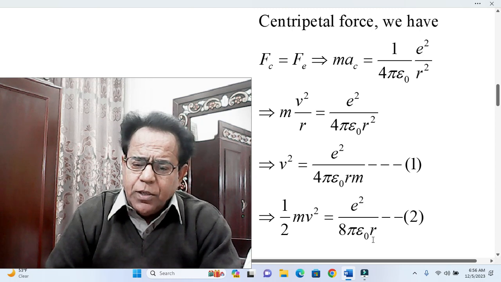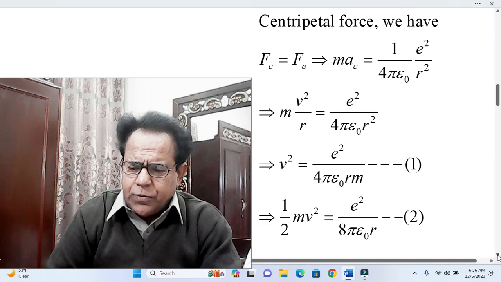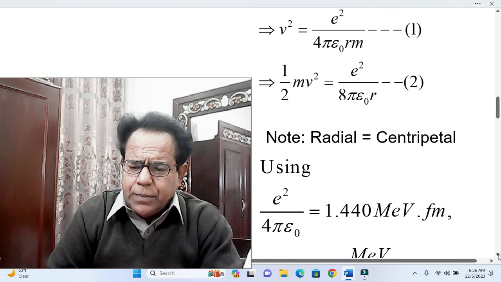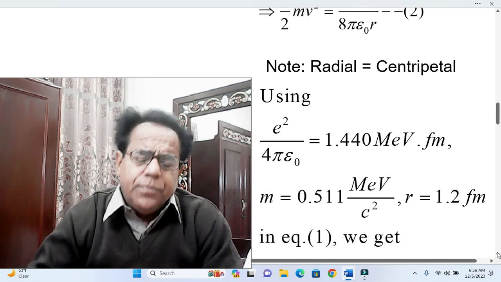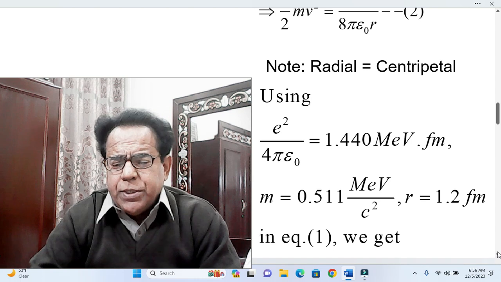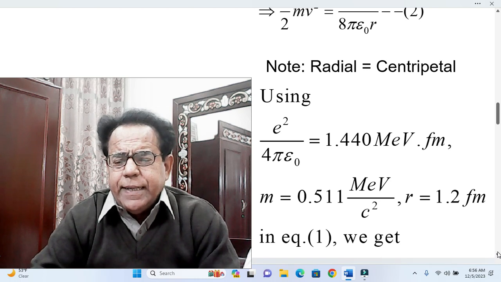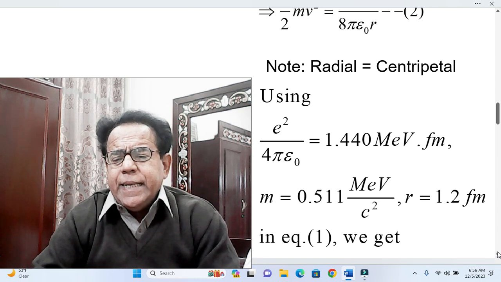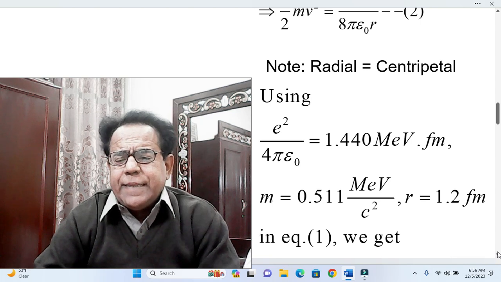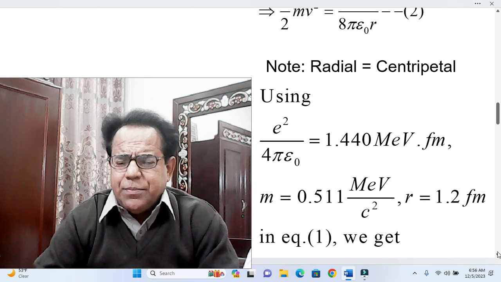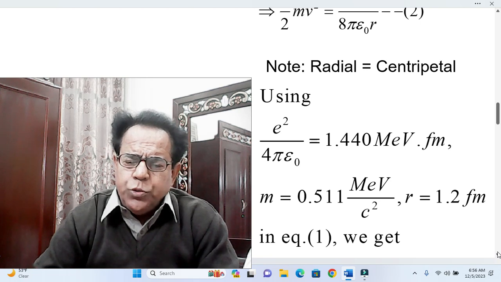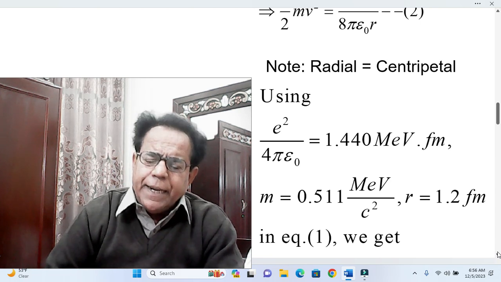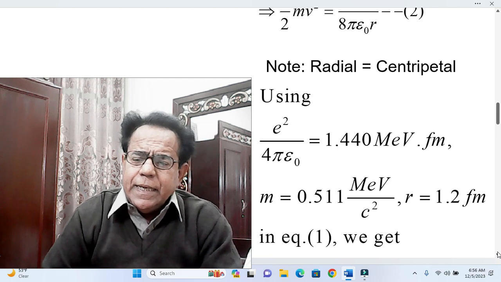Okay, so it is just a matter of discussion. Equation number 1 and equation number 2, note radial is equal to centripetal. Okay, these terms are almost synonymous. Dear students, radial acceleration or centripetal acceleration are similar terms. Okay, we can also use the word radial. Centripetal acceleration, radial acceleration.